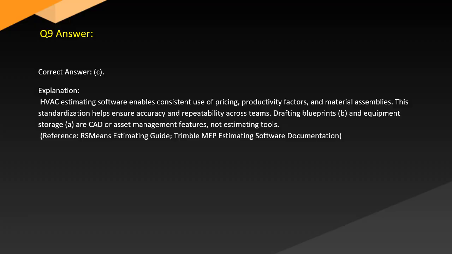Answer. Correct answer: C. Explanation. HVAC estimating software enables consistent use of pricing, productivity factors, and material assemblies. This standardization helps ensure accuracy and repeatability across teams. Drafting blueprints, B, and equipment storage, A, are CAD or asset management features, not estimating tools. Reference: USMEAN's Estimating Guide, Trimble MEP estimating software documentation.